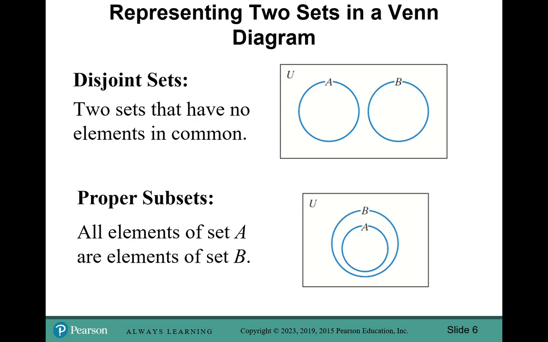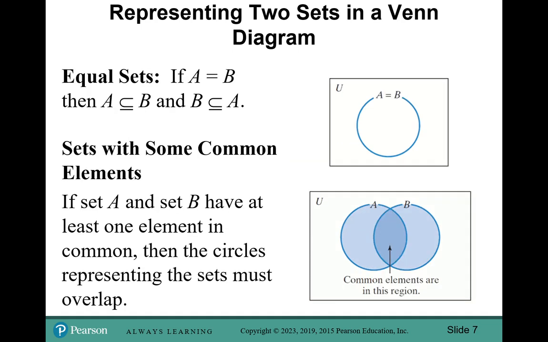If we look at a visual representation of proper subsets, all elements of set A are elements of set B. So here, A is a proper subset of set B because A is completely contained in B, but A is not equal to B. Remember, that is the definition of proper subset. Equal sets. If A equals B, then A is a subset of B and B is a subset of A. Here, A and B are just that same circle inside of our universal set U. So they're the same thing.